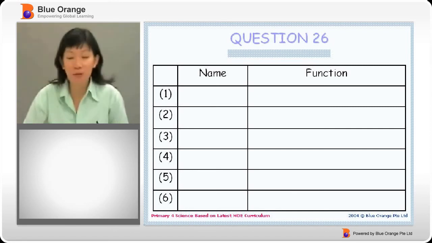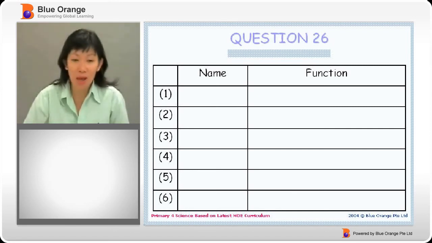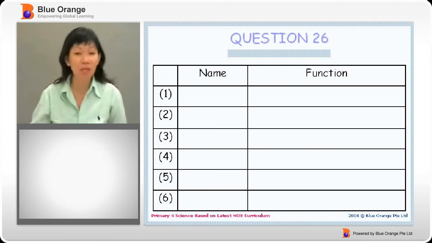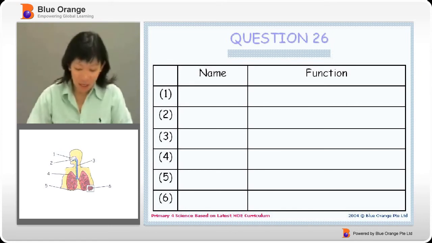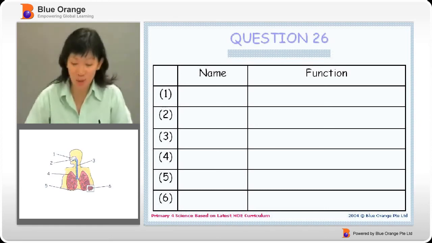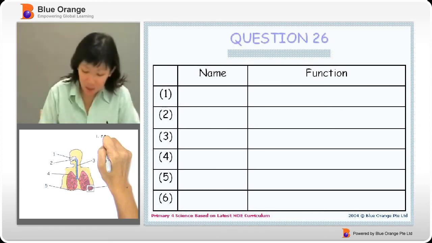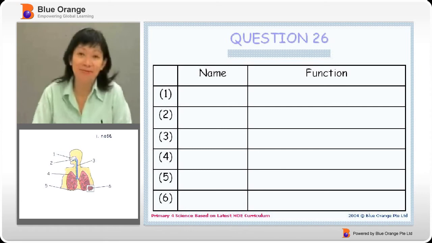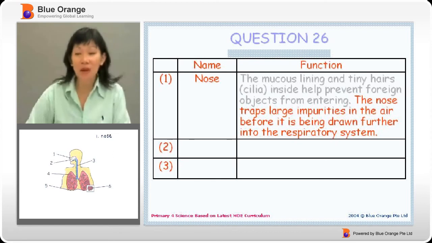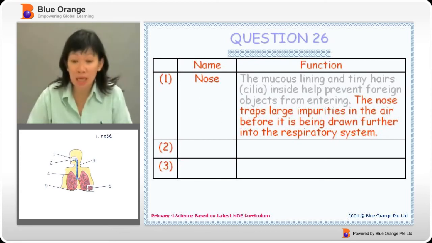Now here you have a chart and you're supposed to fill in the name of the various parts of the respiratory system. Let's look at this now. Okay, let's look at number 1. Number 1 would be the nose. What is the function of the nose? The function of the nose is to take in oxygen, to breathe in air. So, very simply, the function of the nose is to take in air.